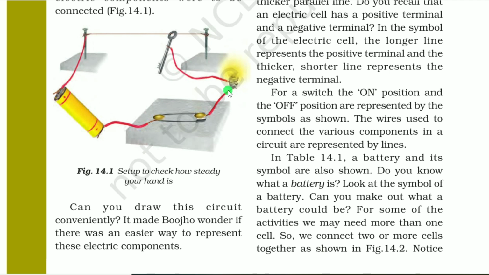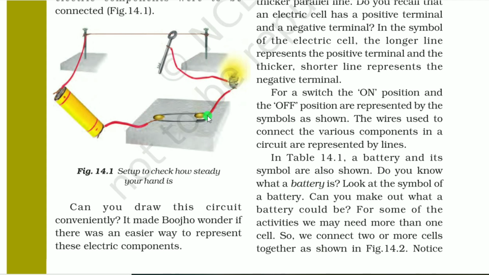So electrons are getting some opposition. Due to this opposition, they will be heated up, and this heating effect actually gives the light. When it heats up to a tremendous temperature, then it gives light. That is the glowing of a bulb.